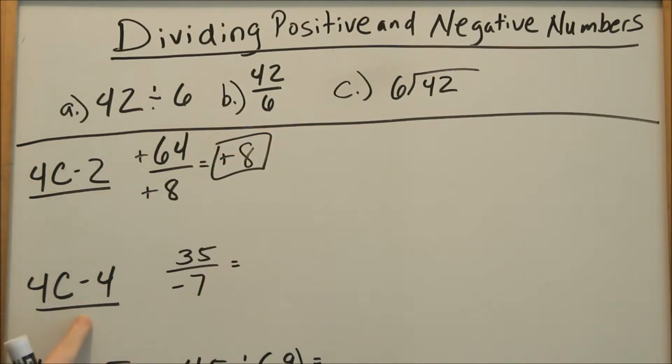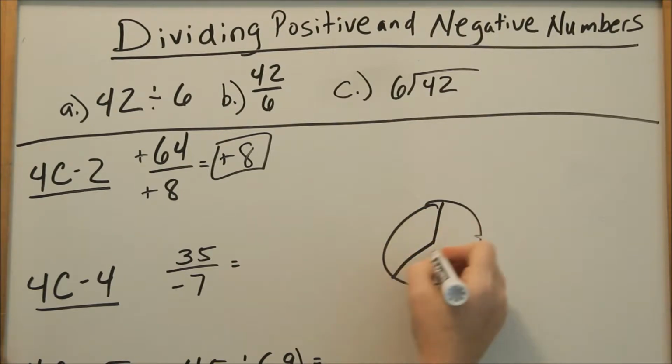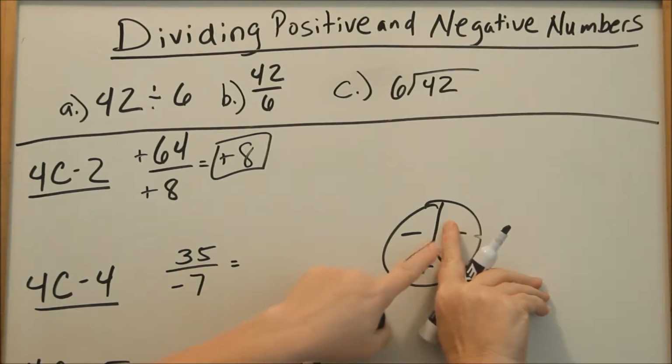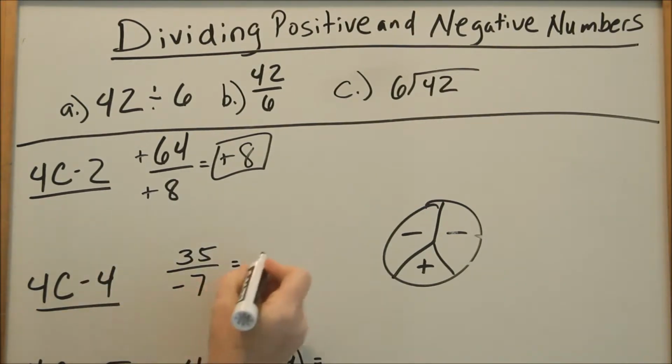This is a good chance to practice your division and your multiplication facts. Again, looking at 4C number 4, division has the same rules as multiplication. In multiplication, a positive multiplied by a negative was a negative. The same is true with division. A positive divided by a negative is a negative. If you want to draw the face like this, it's the same rule. Cover up the one you don't need. A positive divided by a negative is whatever's under your finger, a negative. So a positive divided by a negative is a negative, and 35 divided by 7 is 5.